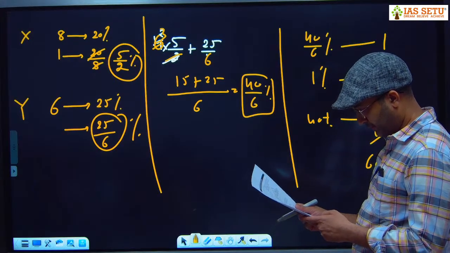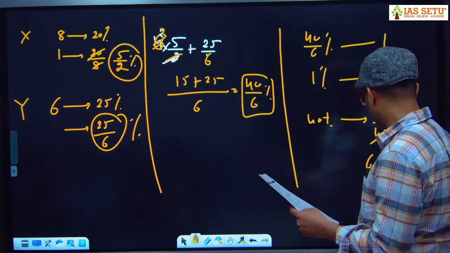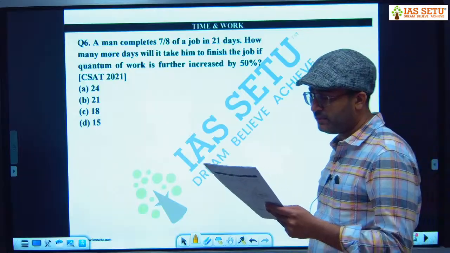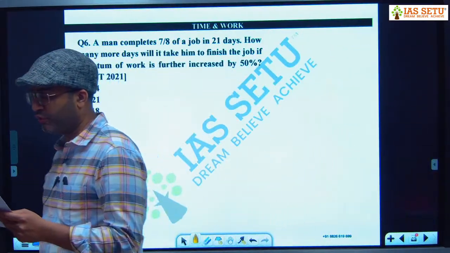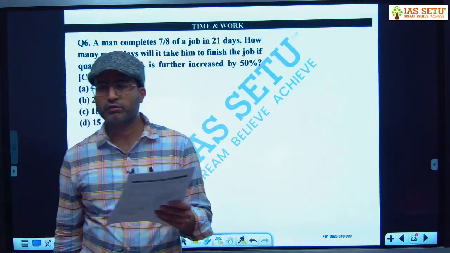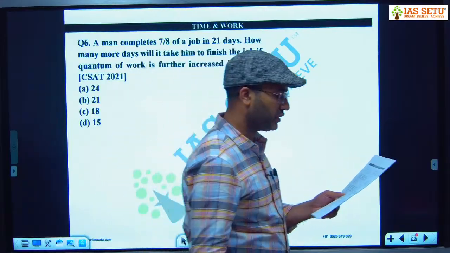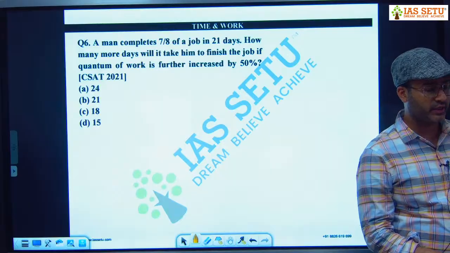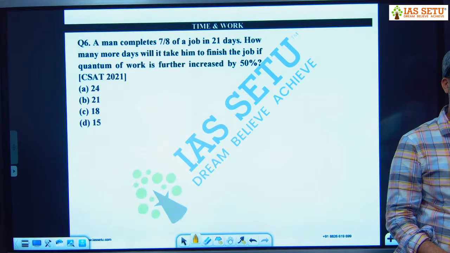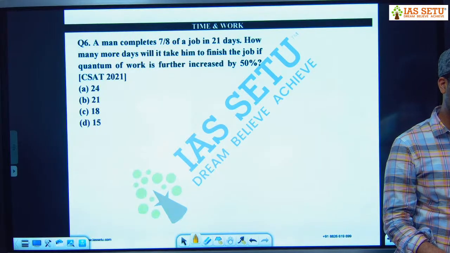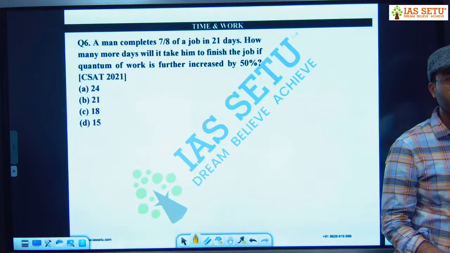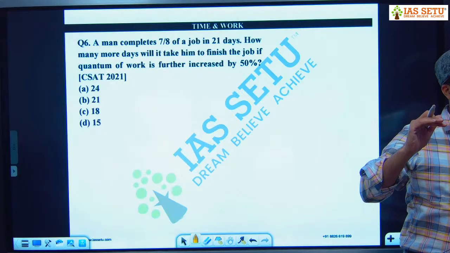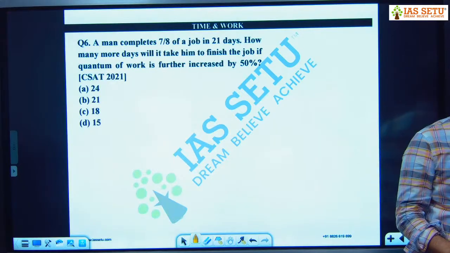Next question. Question number 6. A man completes 7/8 of a job in 21 days. 7/8 of the work they do in 21 days. How many more days will it take him to finish the job if the quantum of work is further increased by 50%? They are not asking about the complete work, they are asking if the quantum of the work is increased by 50%.